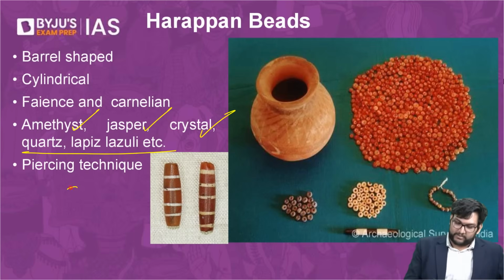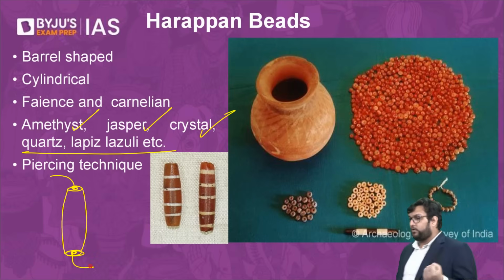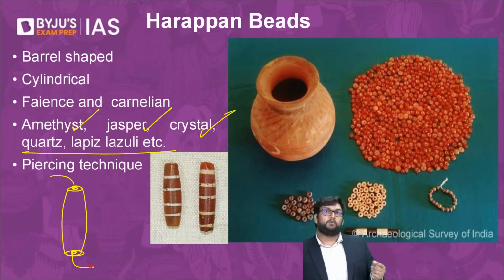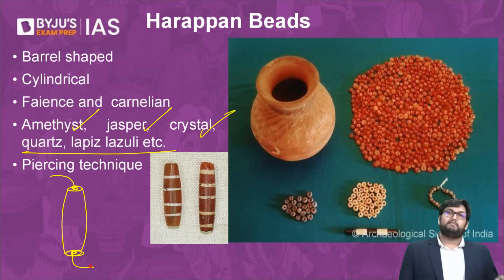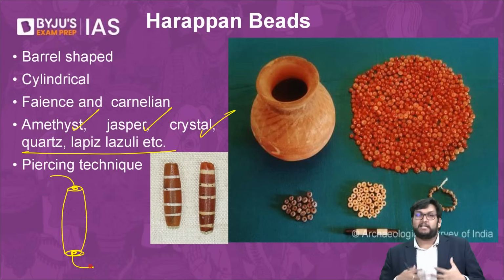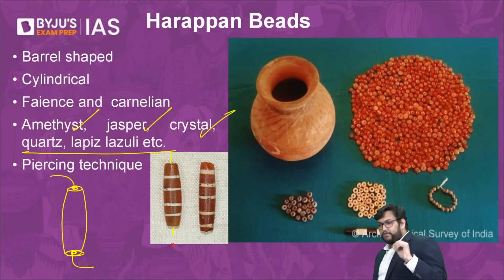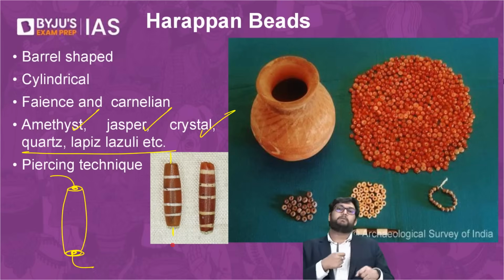So basically, what we see is that they had a piercing technique in such a way that the hole existed even without breaking the bead. This is where their technique comes through, that they knew how to make a hole through it without breaking the bead. That is something again quite interesting, that we today use basic machines to do it, but they were doing it by hand and they were able to make beads.